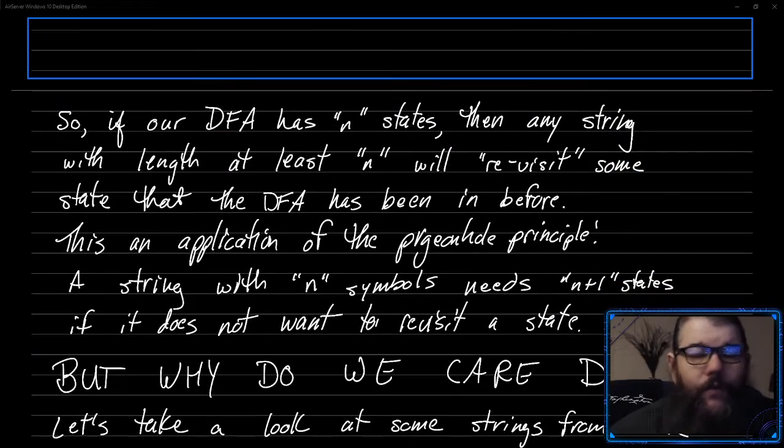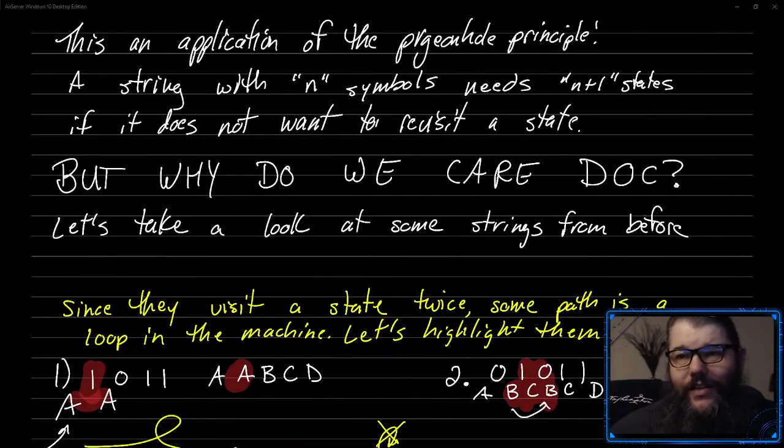So it turns out if you have a DFA, then it has some number of states, and any string with at least length n will have to revisit some state in that DFA. And so this is an application of the pigeonhole principle. The idea is that n symbols visit n plus 1 states because you start in some state. And why do we care? We care because that loop in our machine that we just found is something that we can exploit.